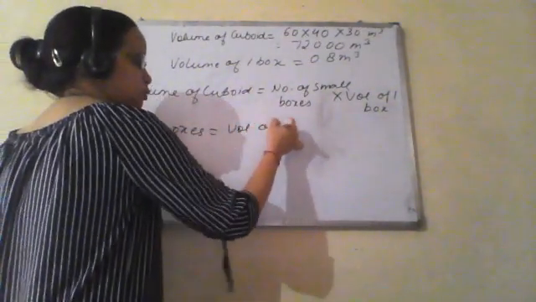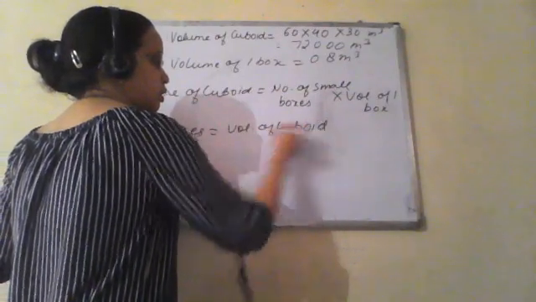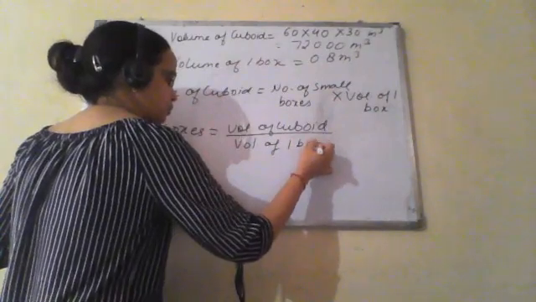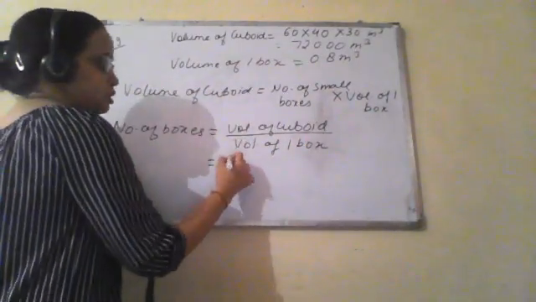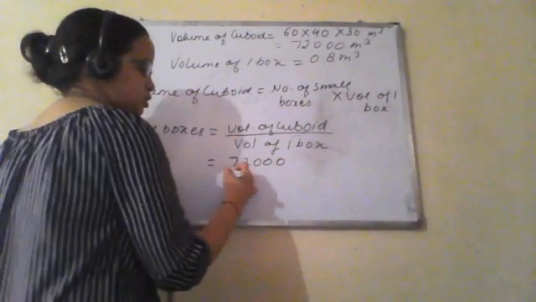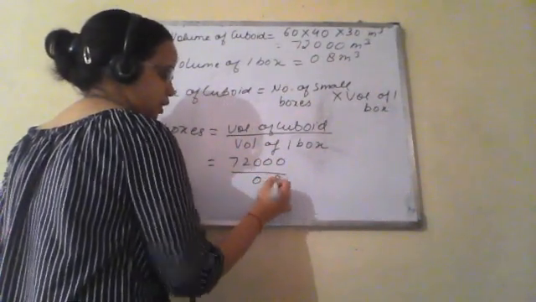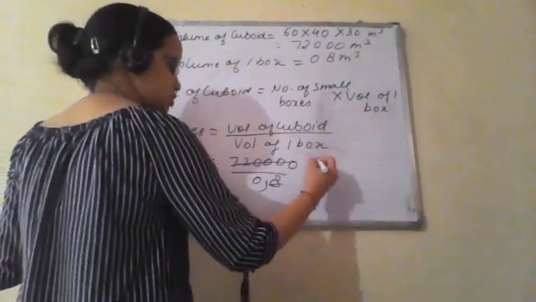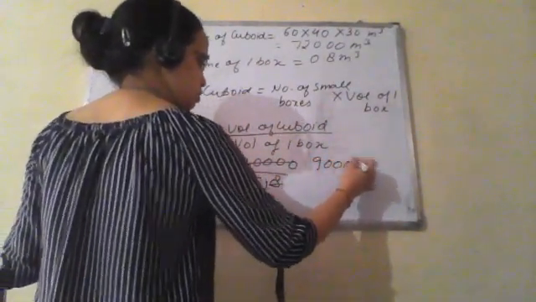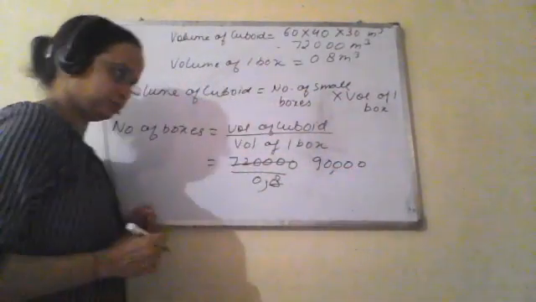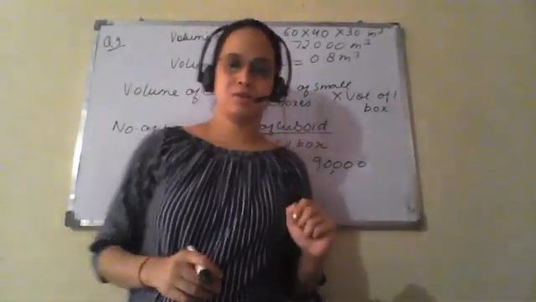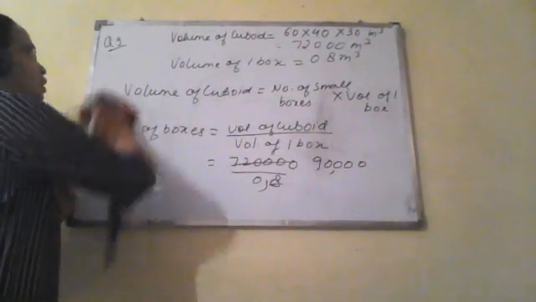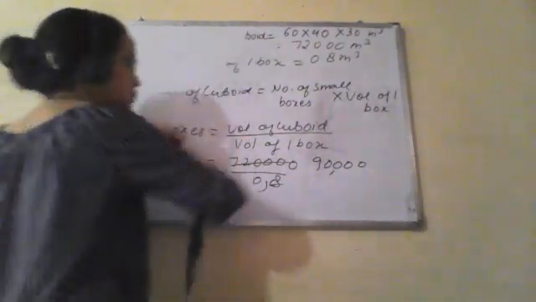Now from here the number of boxes will become volume of cuboid divided by volume of one box. So this is 72,000 divided by 0.8. Okay, so this we can cancel out. This is 90,000. So 90,000 boxes can be filled. Okay. Now next example.